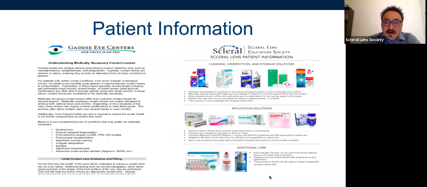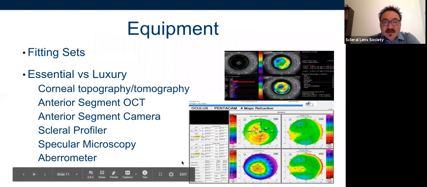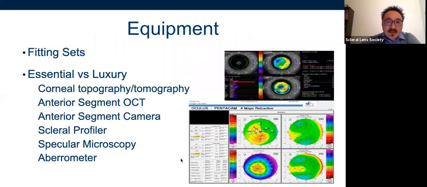Great. On a similar note, shifting more towards what equipment do you need? One of the questions I think that's always asked, in lectures and when I talk to students, is what fitting sets should you have to start seeing patients? Because there are at least a dozen labs. They all have one or two designs. How did you go about choosing which fitting sets to incorporate into your practice?